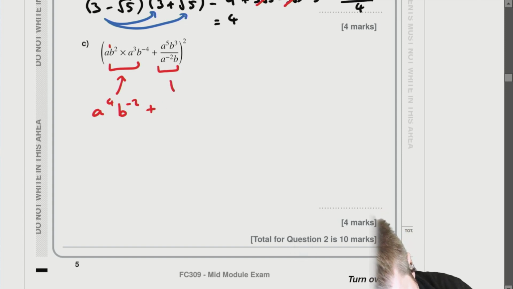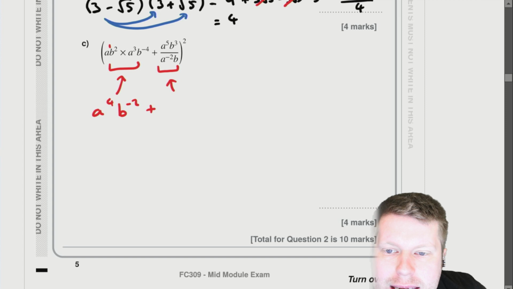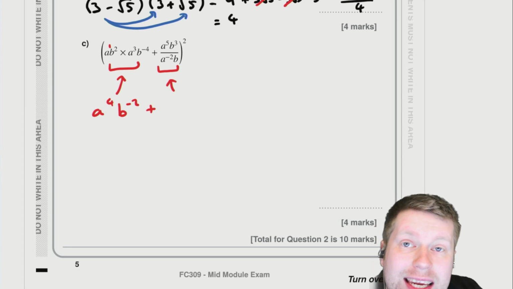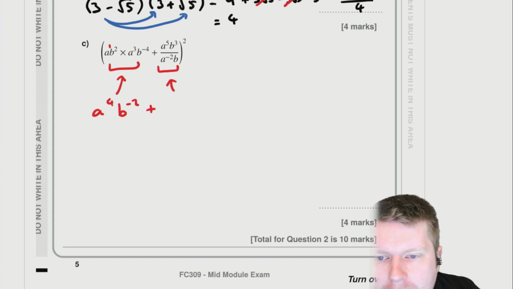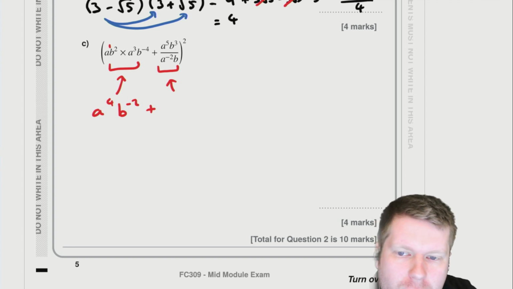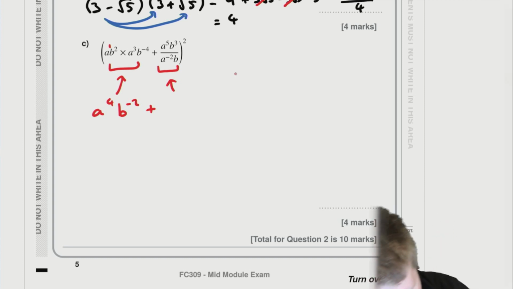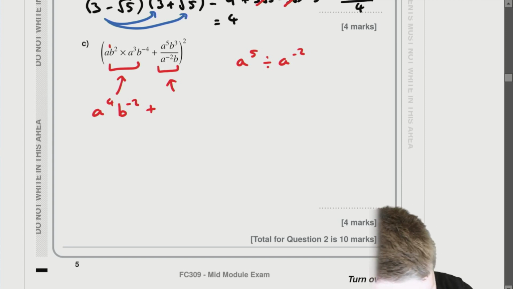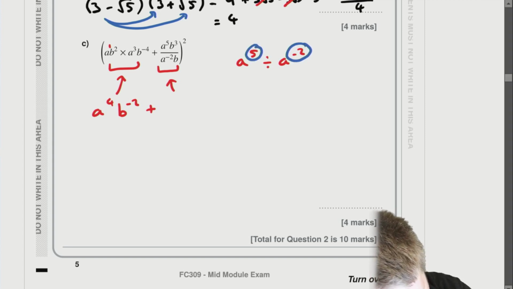We're still going to be adding. Let's consider the second term now. Now this is just a case of division, right? A fraction just means divide. So therefore I need to subtract the powers instead of adding them. So a to the 5 divided by a to the negative 2. So let me write that down explicitly so you can see what's happening here. This is simply the same as if I take 5 and I subtract negative 2. So 5 subtract negative 2.